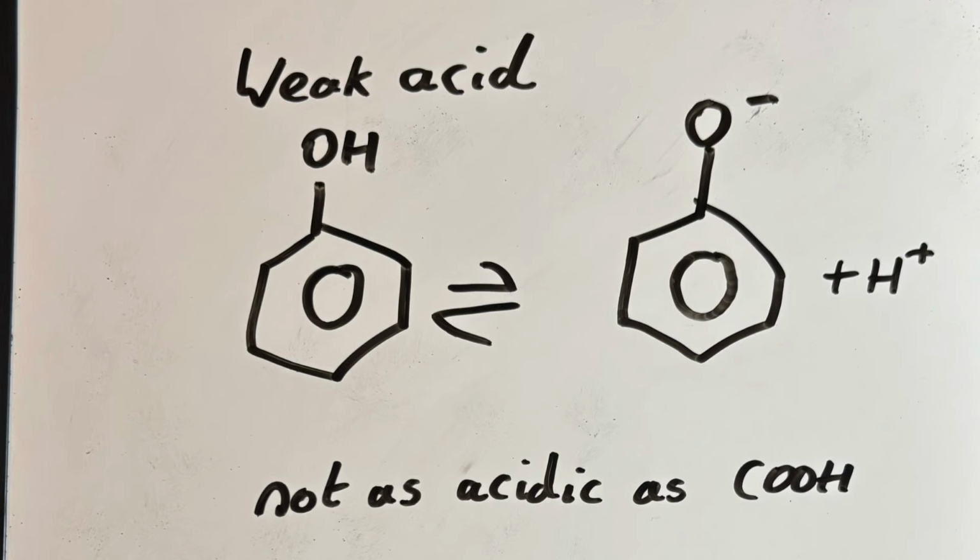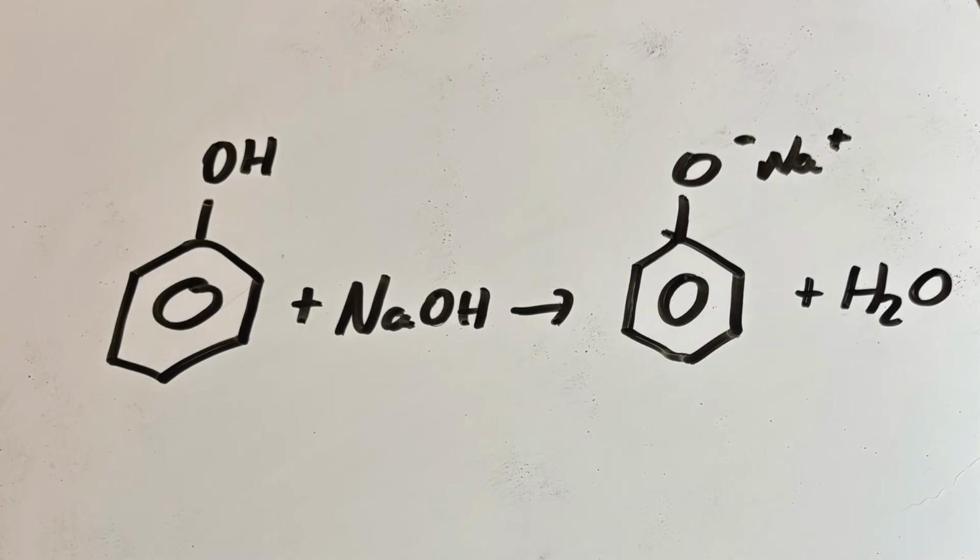Now, phenol acts as a weak acid, and so it can set up an equilibrium, but it's nowhere near as acidic as carboxylic acid. Phenol reacts with sodium hydroxide, ethanol doesn't, and so this is the test for a phenol group rather than an alcohol.